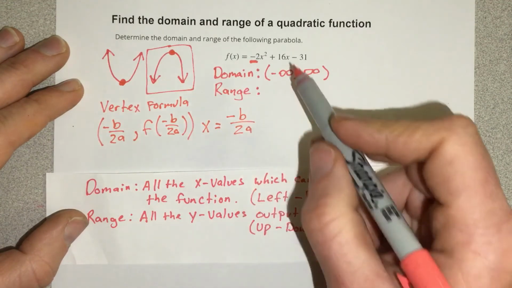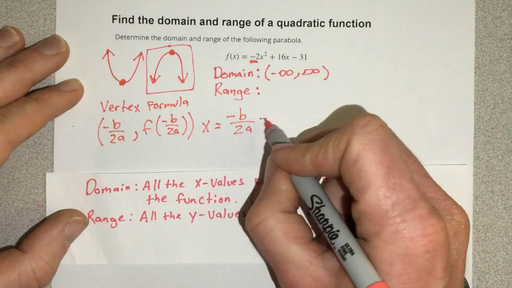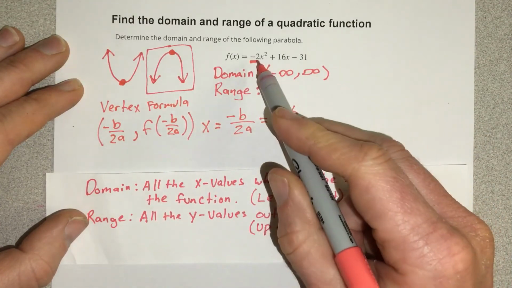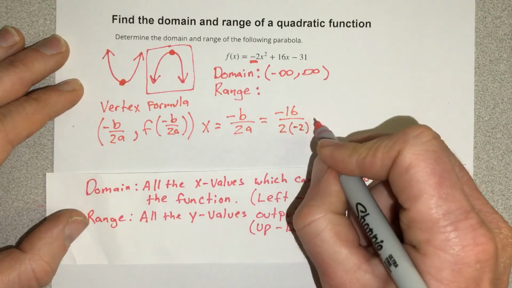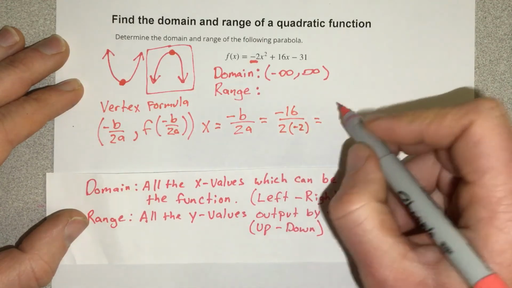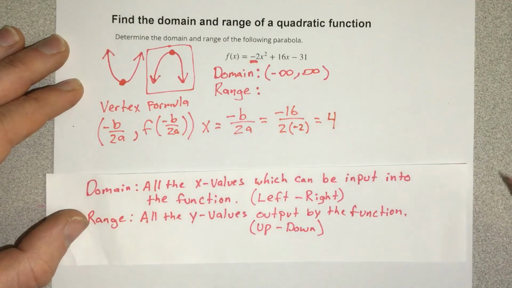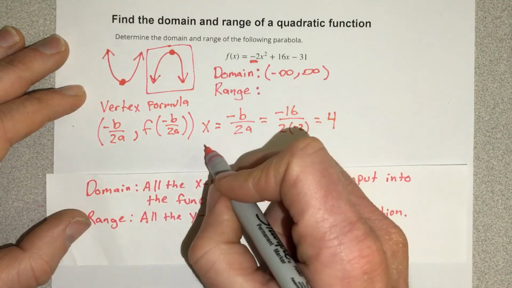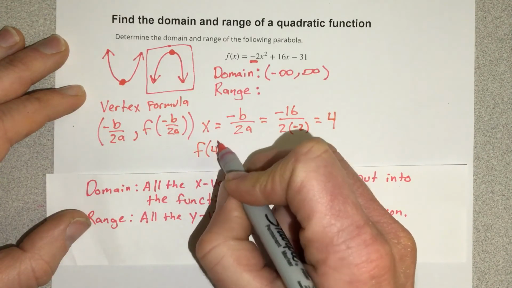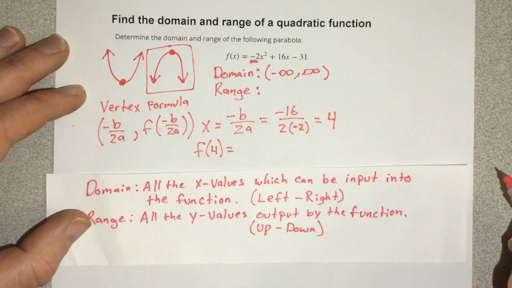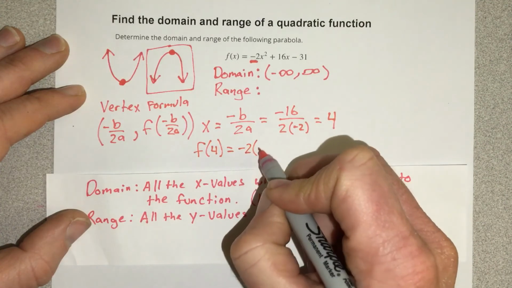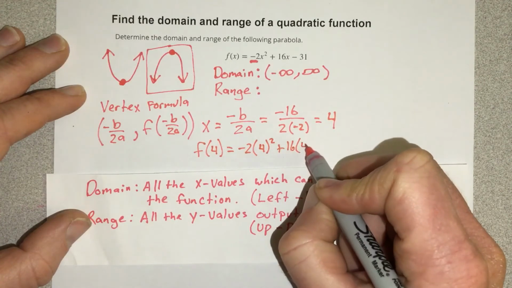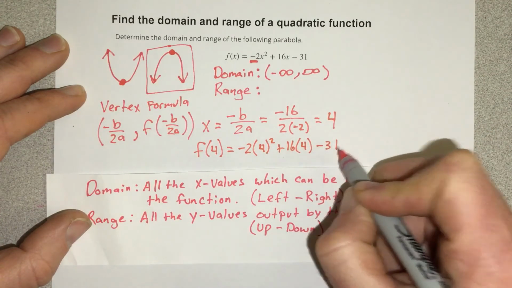So I'm going to say negative b, where b is 16. So that's negative 16 over 2 times a, which is -2. Negative 16 divided by -4 is 4. So my x value is 4. I need to find the y value, so I take the x value and I plug it into the function. That would give me -2 times 4 squared, plus 16 times 4, minus 31.